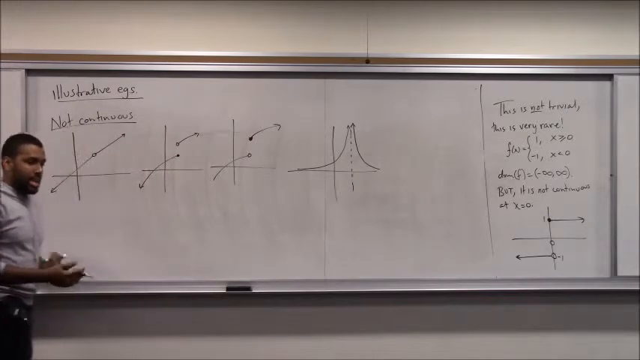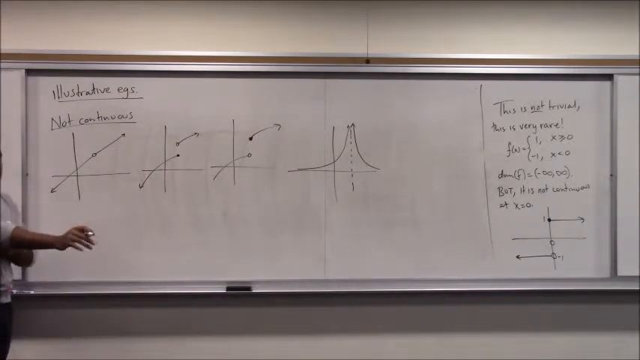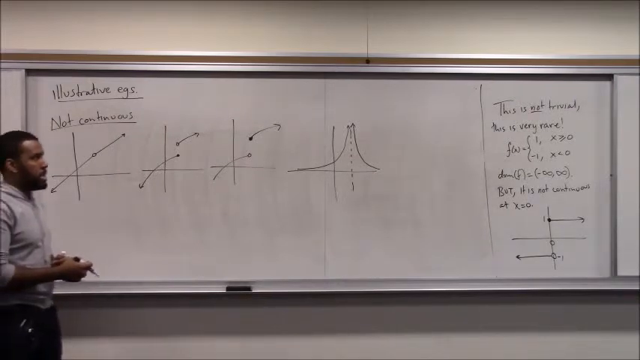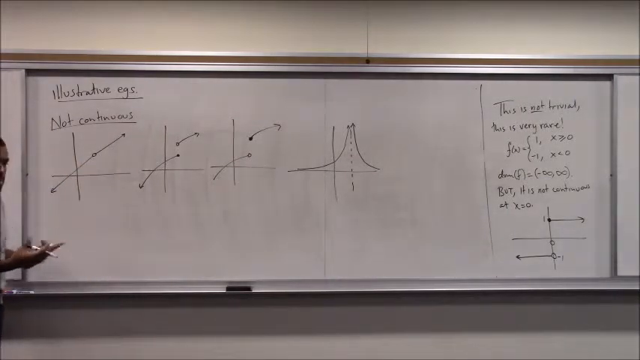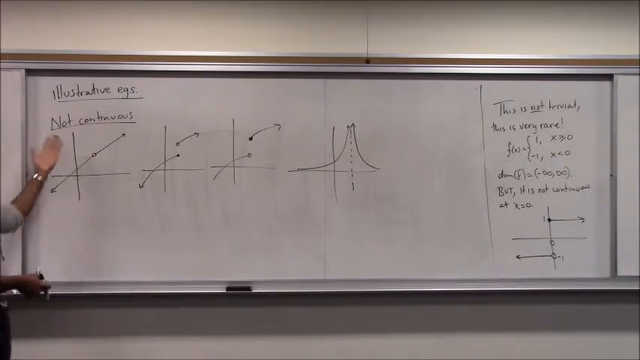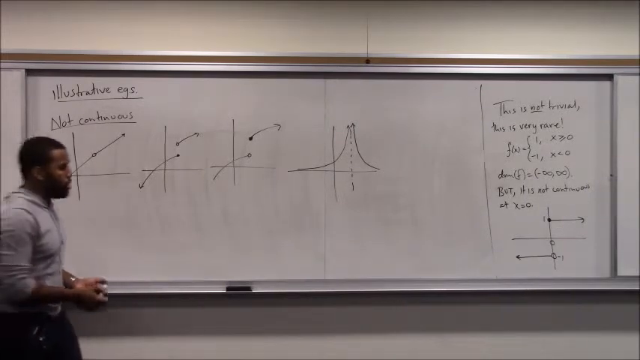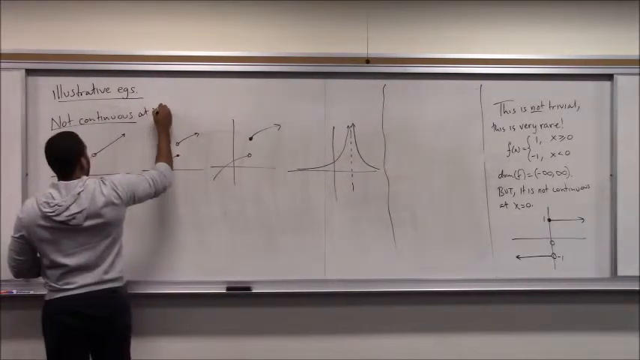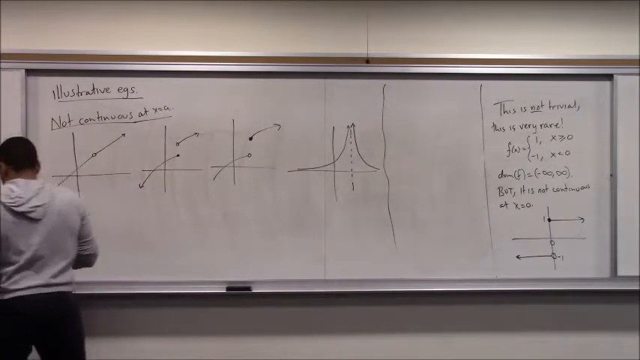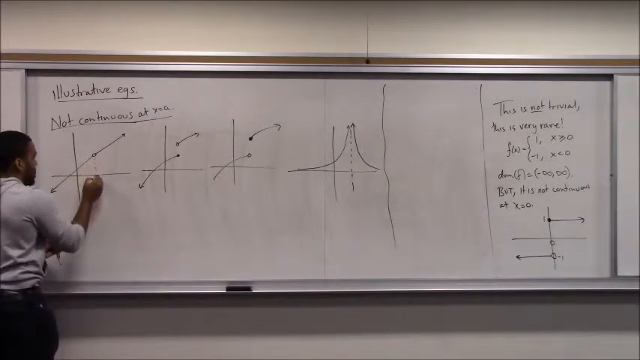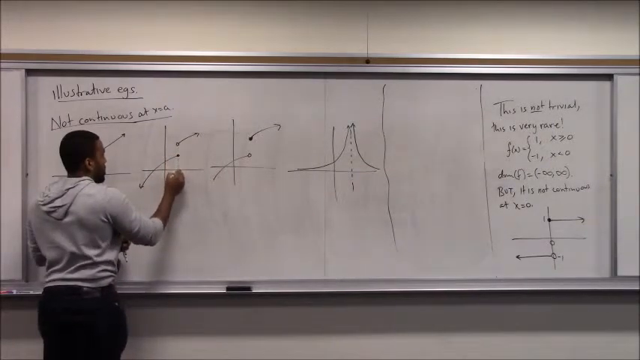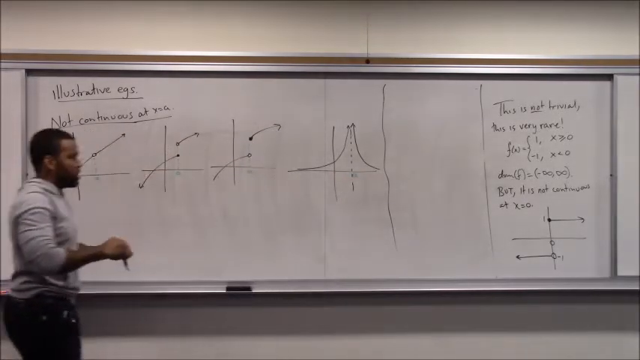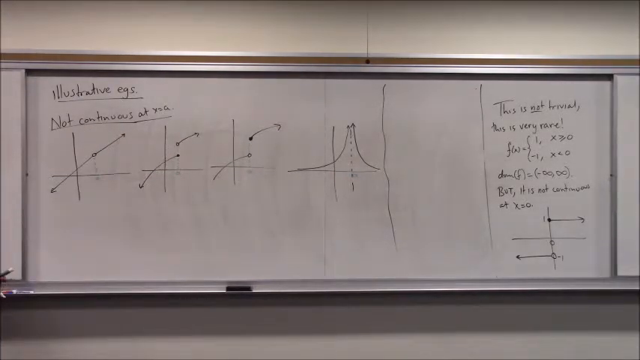Right? So the idea that I have to break the graph, break the line, break the curve, it goes off into pieces, or there's a hole, or there's some sort of disturbance, that's the idea of not being continuous. So let's say not continuous at x equals a. Let's actually specify a point here, and let me call this point a. Alright, so this is what it means to not be continuous at the point a.